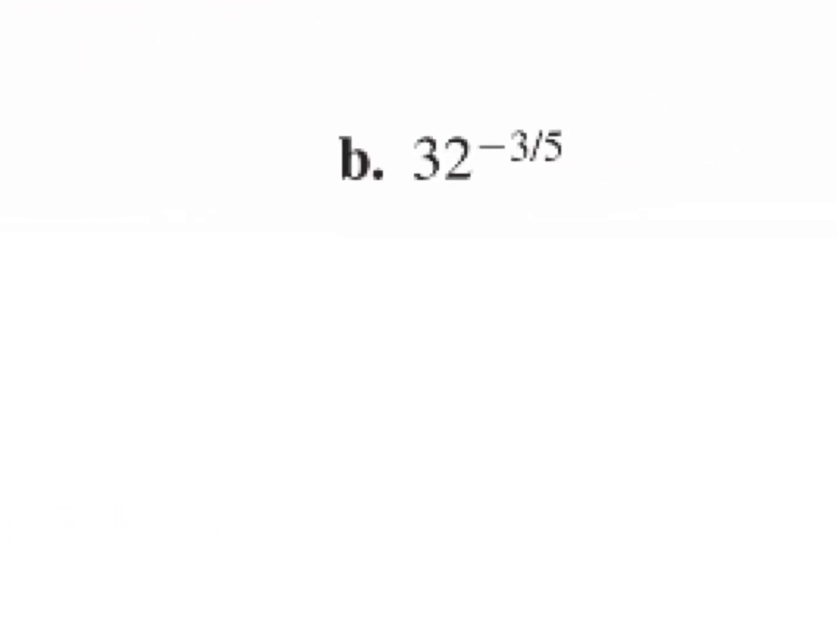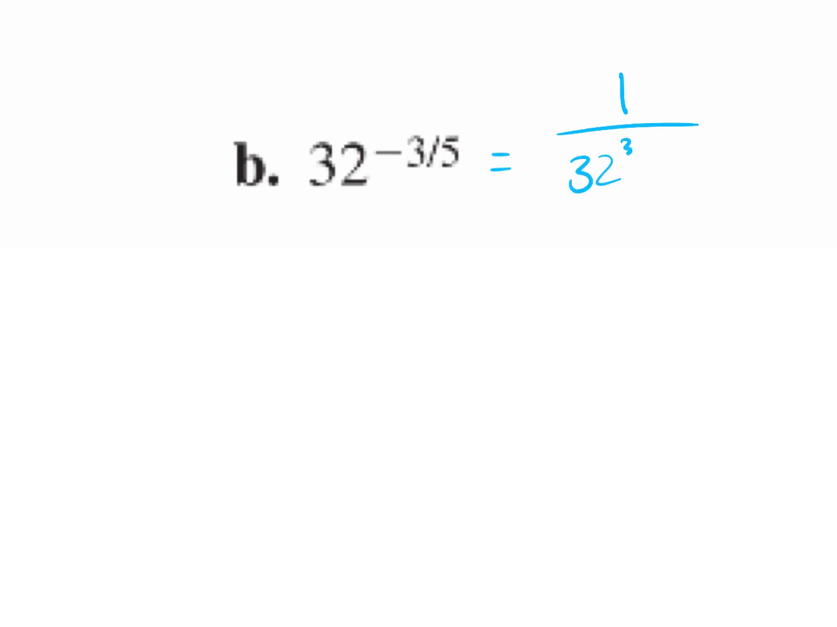All right, let's look at the next one. So I have a negative exponent here. What does a negative exponent do? It makes it 1 over 32 to the 3/5 power. So my answer is just going to be 1 over whatever 32 to the 3/5 power is. So let's simplify that. What's my index? 5 is my index. So that's the little number out front. So I have the 5th root of 32 to the 3rd power. And it's going to be 1 over that.